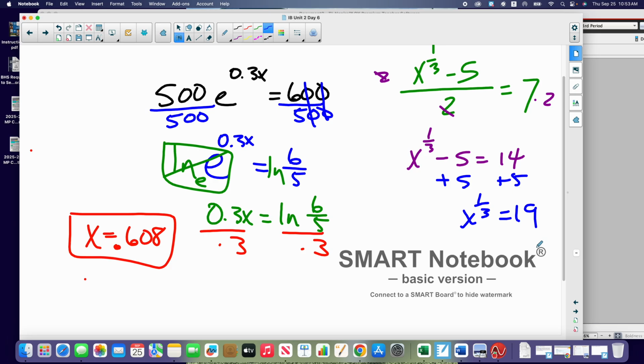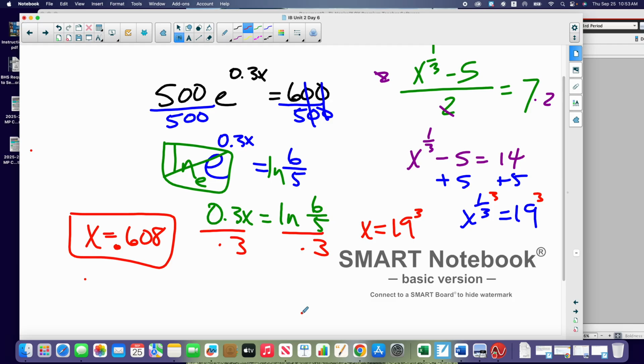How would I get rid of that 1/3? That is cube root, that's what that means. So I'm going to do the opposite of cube root, which is to cube it, okay? So I'm going to cube this side, and I'm going to cube that side. So that's going to give me x equals 19 cubed.